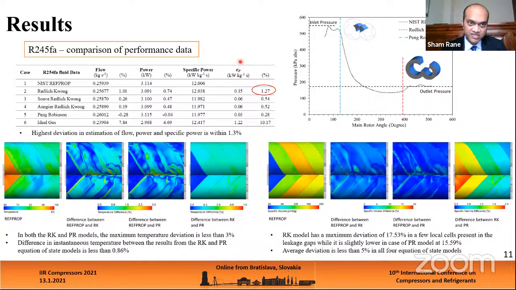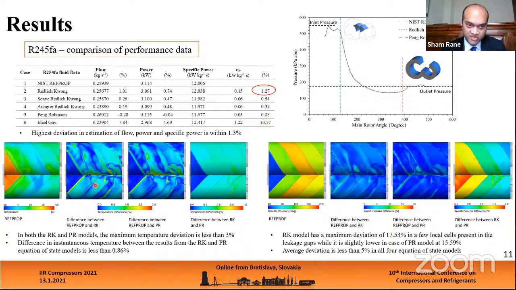On this particular slide, you can look at the performance data. What we are seeing here is RefProp data with flow, power, and specific power. This has been compared with each of the equations of state, and also with the ideal gas law. In the cubic equations of state, the maximum deviation is with Redlich-Kwong, at 1.27%, which is very small compared to practical requirements, but the ideal gas deviates quite a lot. It can go up to 10% deviation.